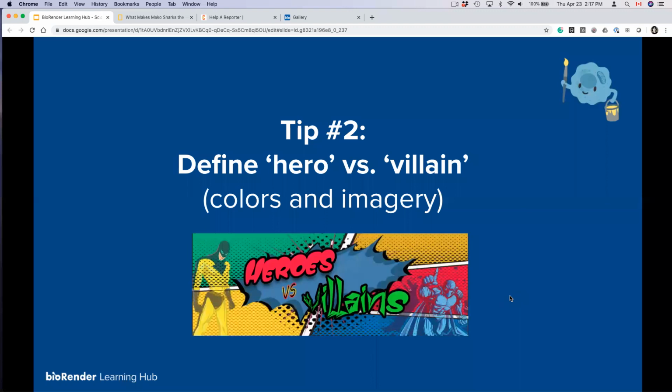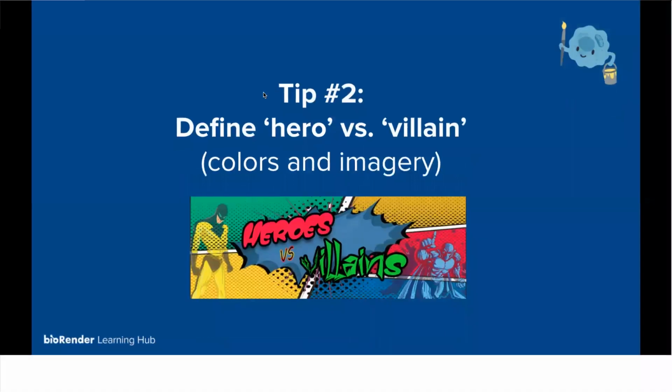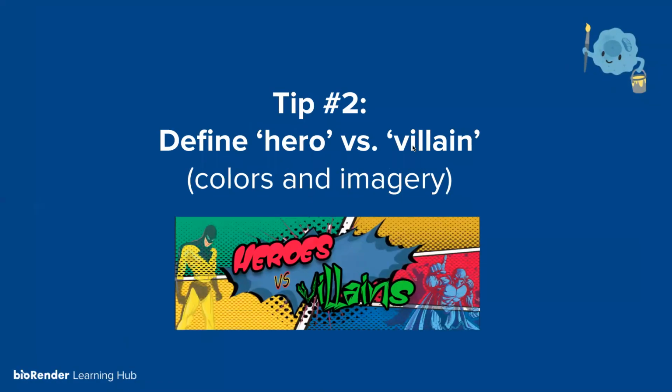So that was the first tip. The second tip is defining the hero versus the villain in your story. So that relates to using the correct color and imagery. And this is particularly important, especially because we're often defining the hero or protagonist and the villain or antagonist in the story that we communicate, without ever actually knowing it.